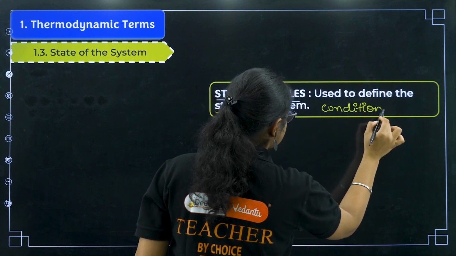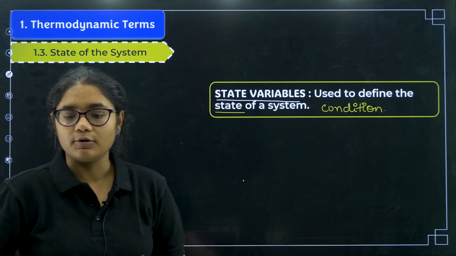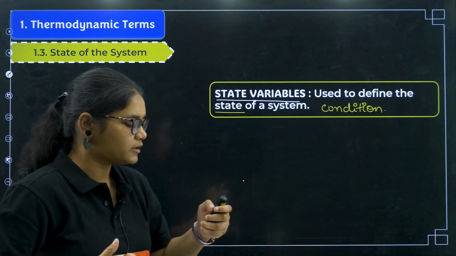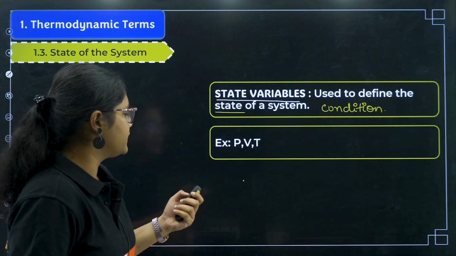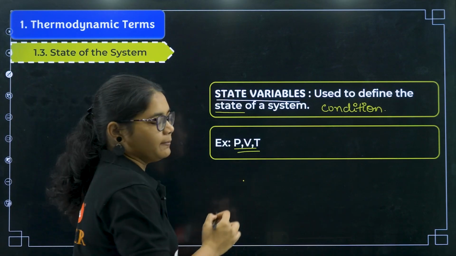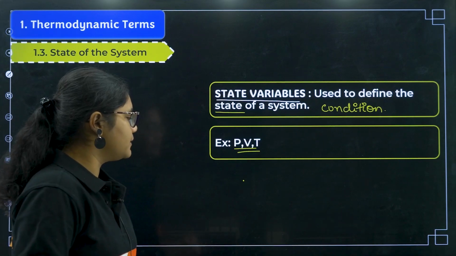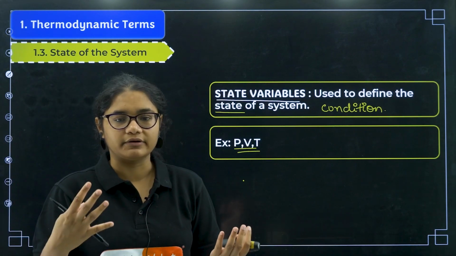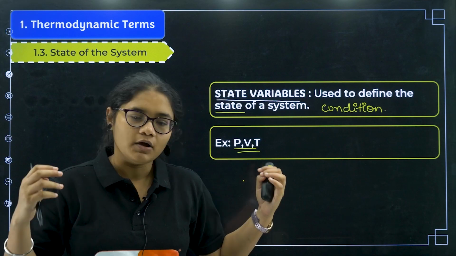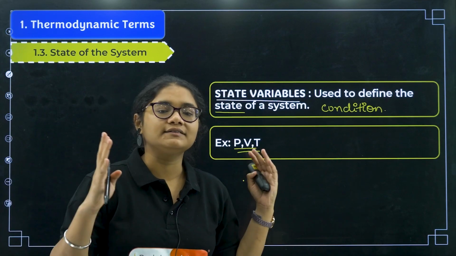Okay, clear? They will tell you about the condition of the system. Now, what are these state variables? So, we have pressure, volume and temperature. Now, here you should remember that we do not need all three of them to tell the state of a system. We can define any two and tell the state of a system.